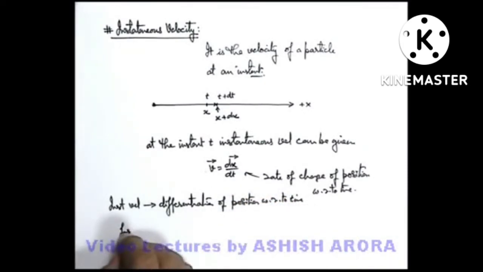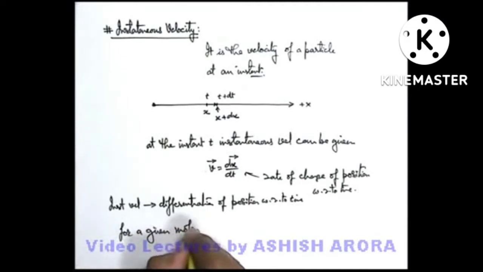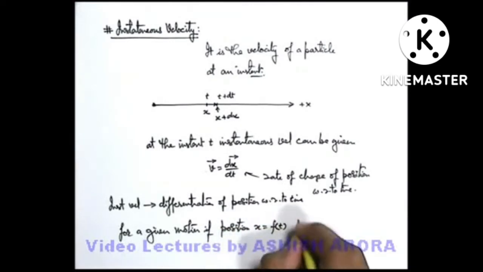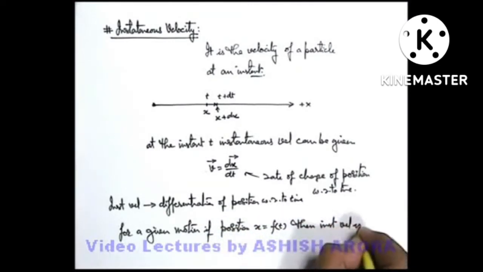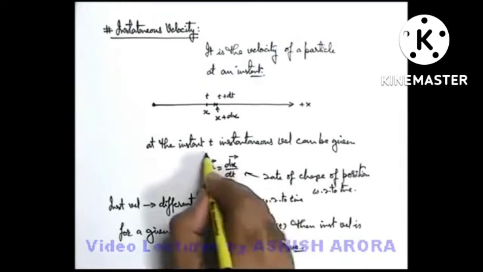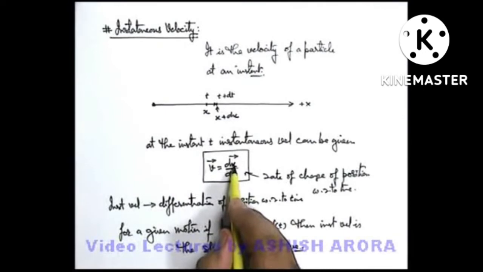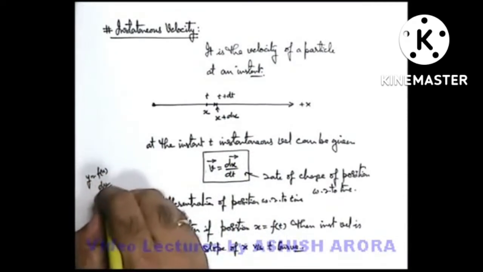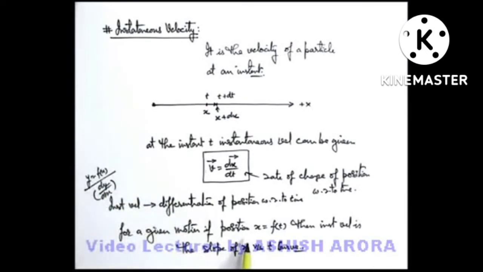Or we can also write, for a given motion, if position x is given as a function of time, then instantaneous velocity is the slope of the x versus time curve. As we already studied, differentiation of a particular variable with respect to the free variable on which it depends gives us the slope. Or if y is given as f of x, we have studied that dy by dx is the slope of the y equals f(x) curve. Similarly, here, if we have position as a function of time, then instantaneous velocity is given by the slope of the x versus time curve.